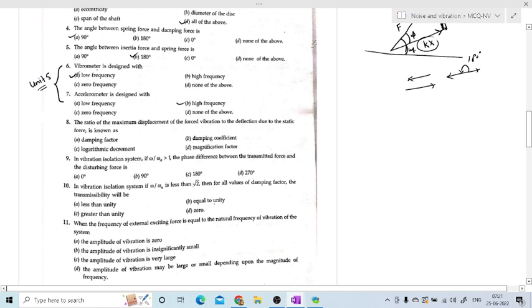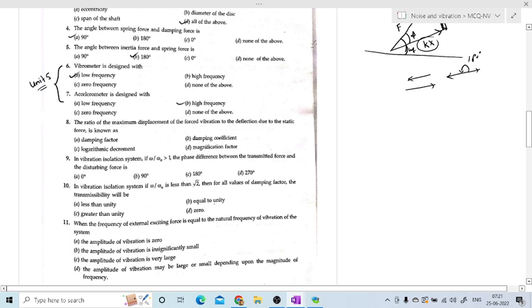Here displacement measuring seismometers have low frequency. Vibrometer means displacement measuring seismometer, and accelerometer means acceleration measuring seismometer. Just keep in mind, in vibrometer we measure the displacement, so it should have low frequency. Here we measure the acceleration, so it should have high frequency. Okay, now next, the 8th question.